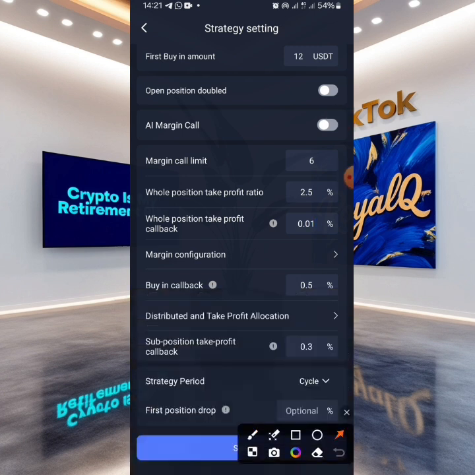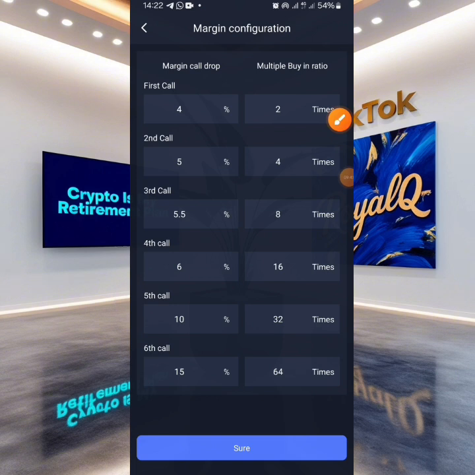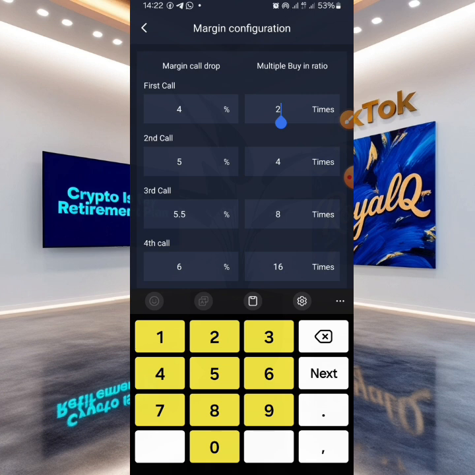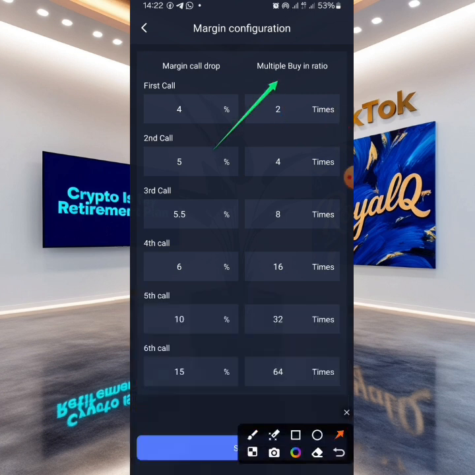Then here we come to the margin configuration. I've been giving you examples on what margin configuration is. This is how you configure how you want the robot to buy these 6 calls you are setting. For example, I told you the multiple buying ratio. These multiple buying ratios correspond with the first buying amount. If in the first buying amount we have $12, then if here we put a 2, it will be 2 times 12 to give us 24.